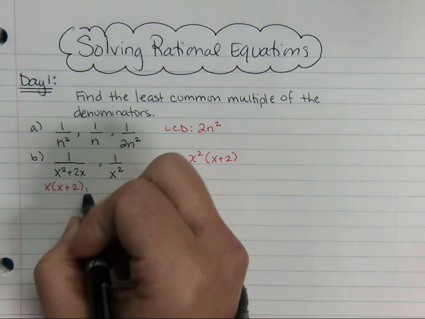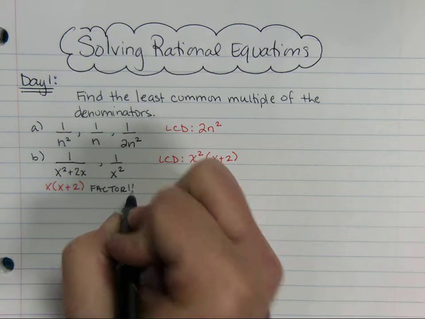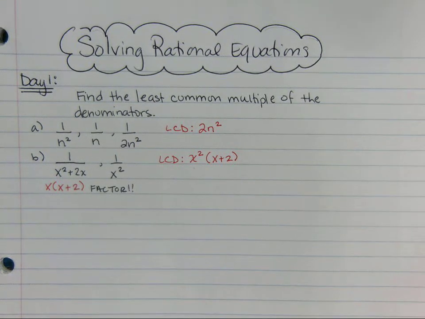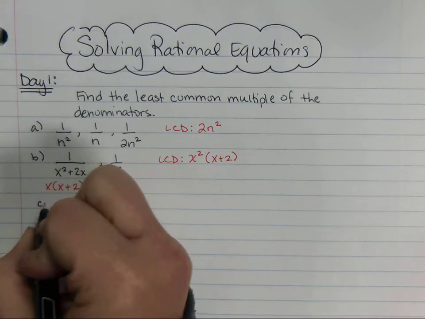So doing this kind of factoring right here is going to be important. When you see 2 or 3 terms in the denominator, you are going to have to factor, whether it's just a GCF, difference of squares, whatever the case may be.